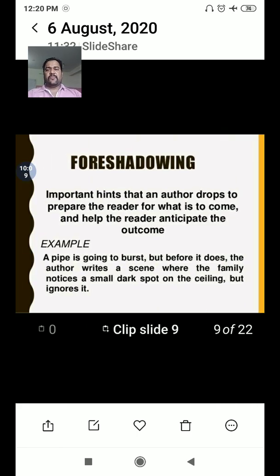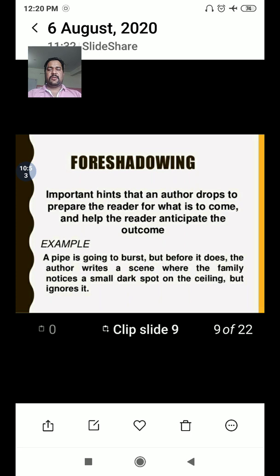Next one is foreshadowing. Now what is foreshadowing? When important hints are given before narrating some incident, some event, some consequence. So there are some important hints given by the poet or the author, and then the action takes place. So that is foreshadowing. It's written here: important hints that an author drops to prepare the reader for what is to come and help the reader anticipate the outcome. So based on the hints, the readers can anticipate what would be the consequence.